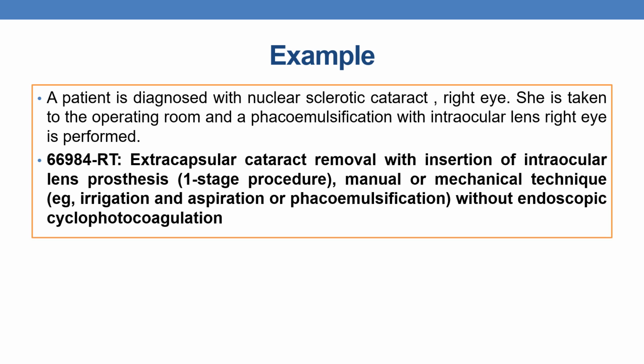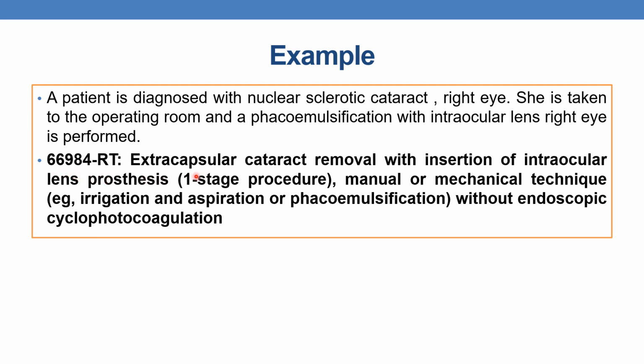Now let us see one more example. A patient is diagnosed with nuclear sclerotic cataract, right eye. She is taken to the operating room and phacoemulsification with intraocular lens, right eye, is performed. So here cataract removal with intraocular lens is performed, but this is not a complex procedure. So the appropriate CPT is 66984 along with RT modifier to indicate the right side.